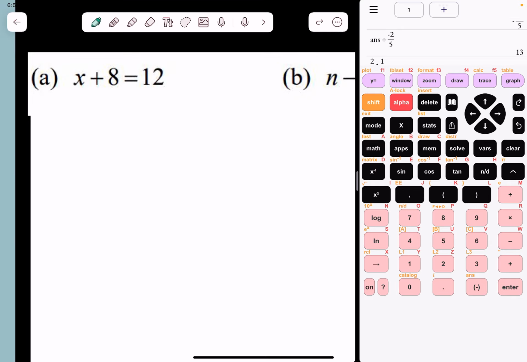If I want to get x by itself, I have to start by getting rid of the 8. Because it's plus 8, I have to subtract 8 from both sides. So that would give me x equals 12 minus 8, which is 4. This is an example of a one-step equation because it only took us one step to isolate the variable.